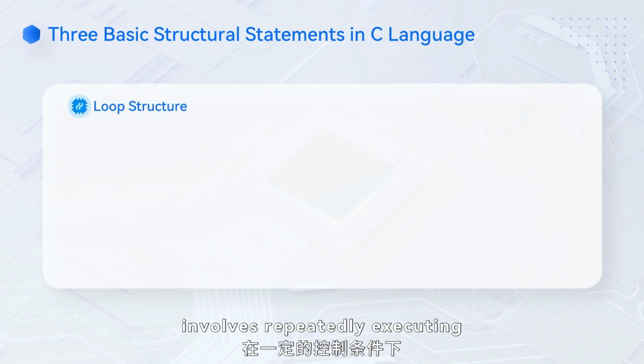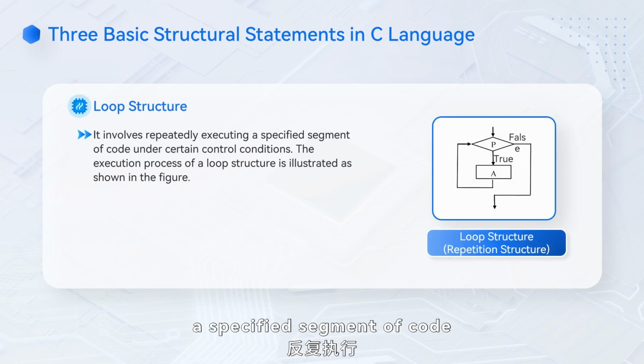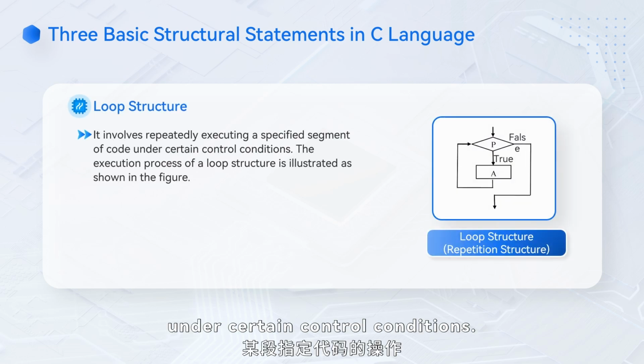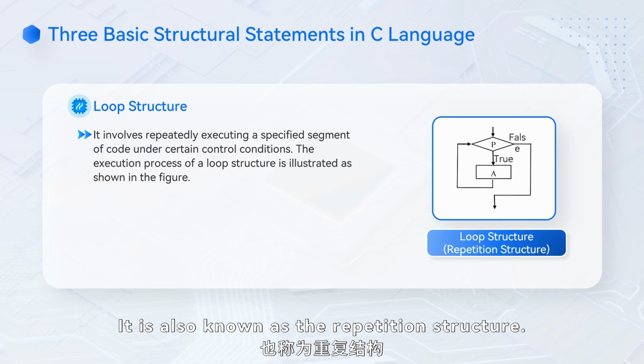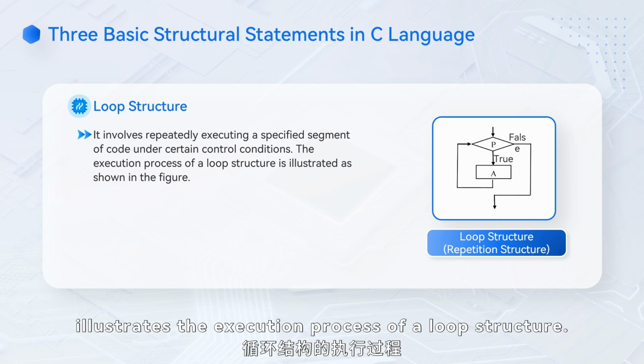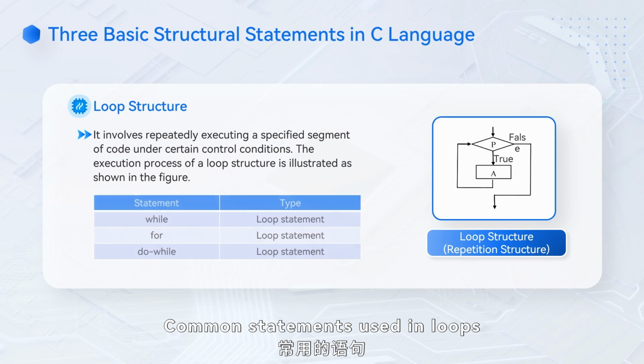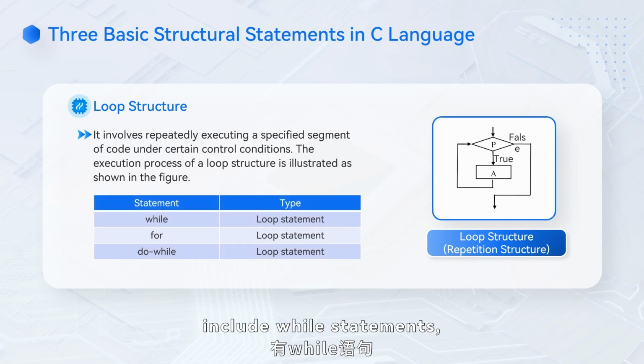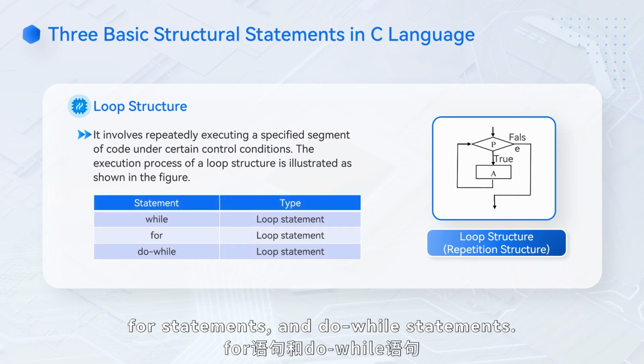The loop structure involves repeatedly executing a specified segment of code under certain control conditions. It is also known as the repetition structure. The following diagram illustrates the execution process of a loop structure. Common statements used in loops include while statements, for statements, and do-while statements.